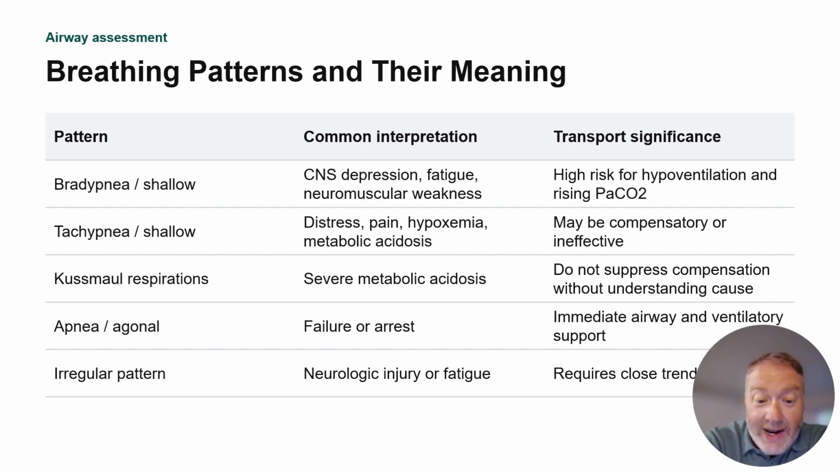Apnea or agonal breathing, any kind of respiratory failure, respiratory arrest. Obviously, those require immediate airway and ventilatory support. And then any kind of irregular breathing pattern is something to look out for as well. Typically, irregular breathing patterns signify some sort of neurologic injury or fatigue.